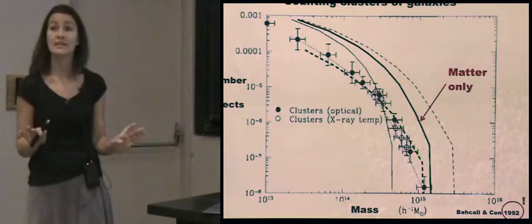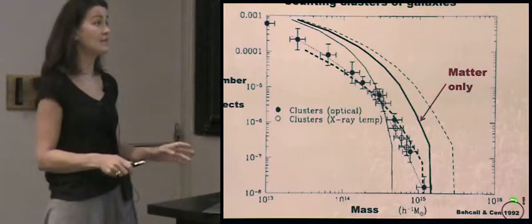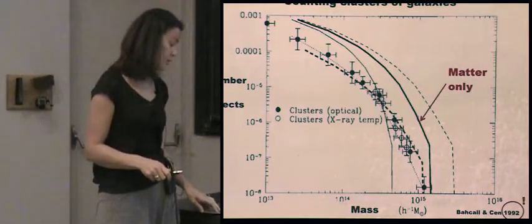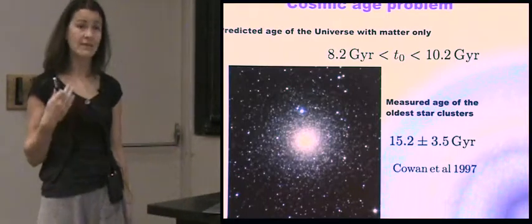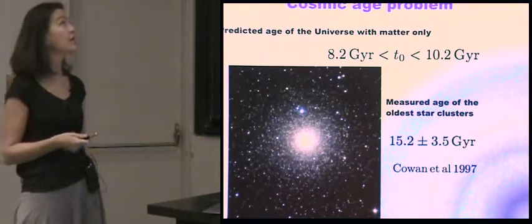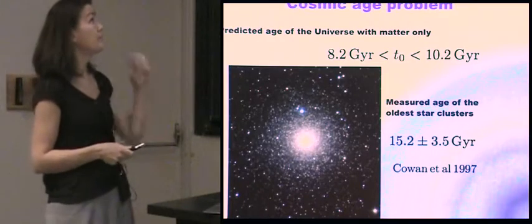This is the first hint of new physics that came in 1992. We also had another earlier hint that something was not quite right in that picture of only having dark matter and radiation: the cosmic age problem.